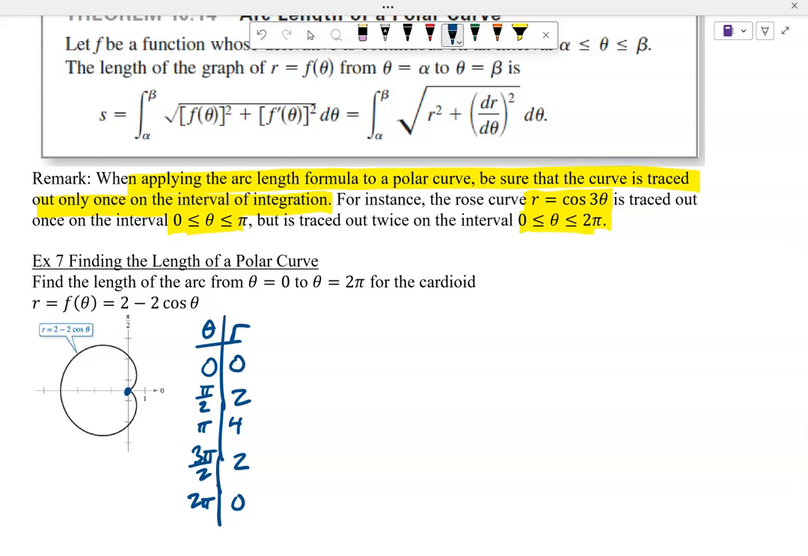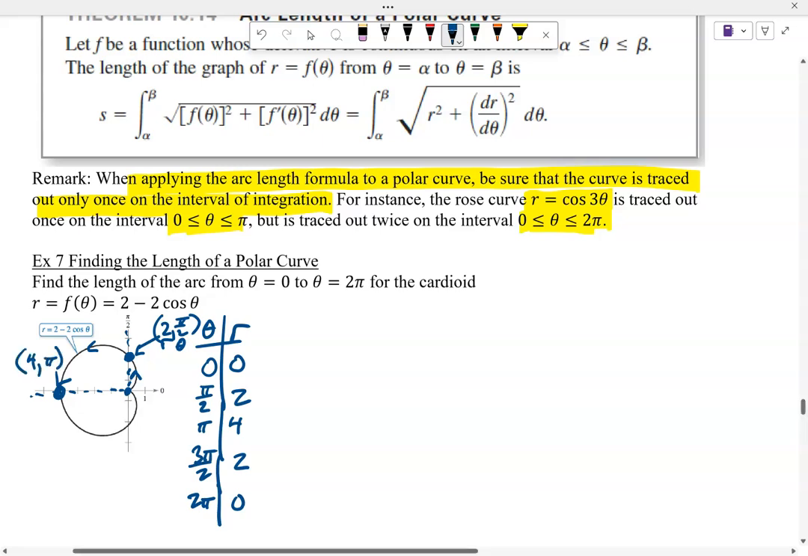Now let's go pi halves. So I rotate pi halves, I go out 2, there it is. So I'm coming around this way, and keep going. And then pi, if I rotate pi, I go out a distance of 4, so I'm going to hit right here. And keep coming around 3 pi halves, 2 out to there. And then finally 2 pi, 0 back to there. So I've done those 5 points on there.